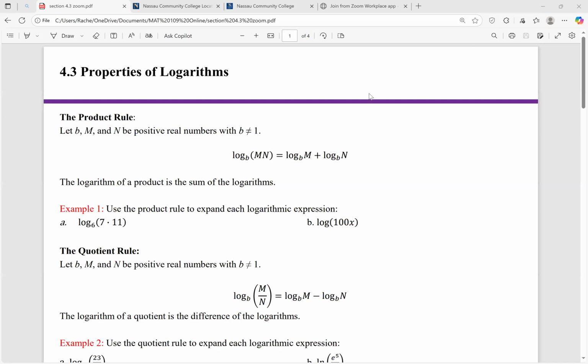Alrighty, let's continue with section 4.3, where we're going to look at the properties of logarithms. The reason we're interested in these properties is that when we go to solve log equations and exponential equations, these properties are going to be helpful. So there's a couple of rules. We have a product rule, a quotient rule, and a power rule. So let's start with the product rule.